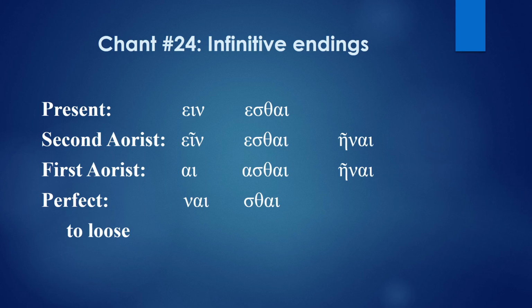For the perfect, it will be like the present. We'll just have the active and then the middle passive form. So for the present, we have ein, esthai as the 2 endings for the infinitive. The second aorist is ein for the active, esthai for the middle, eini for the passive. The first aorist follows that same form. For the active, we have ai. For the middle, we have asthai. And for the passive, we have eini endings. And then finally, for the perfect, we have the active form, nai, and the middle passive form, sthai.